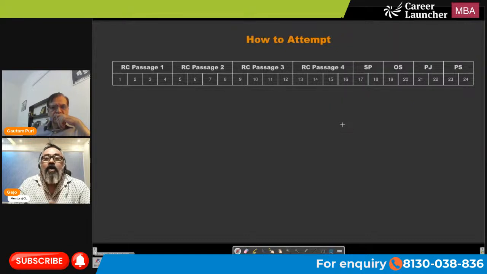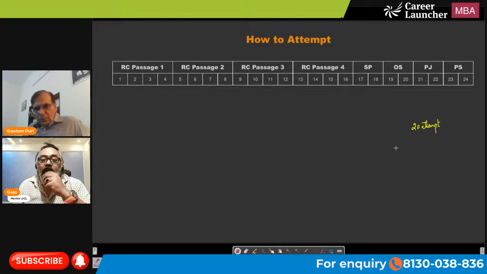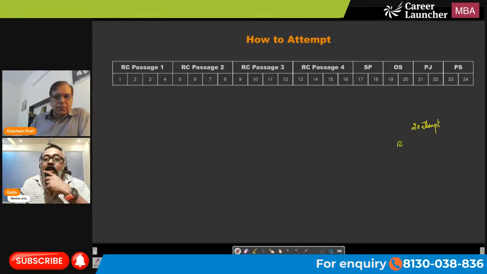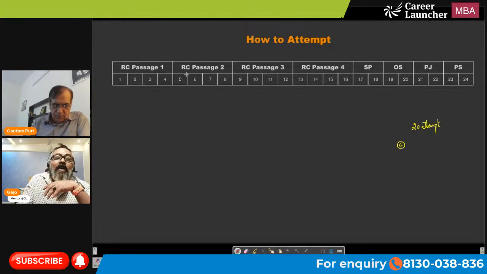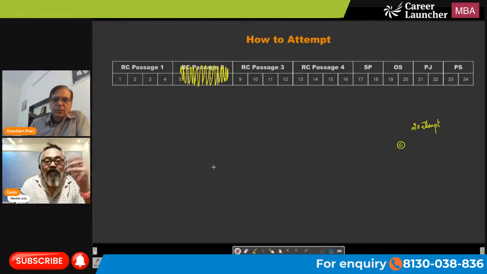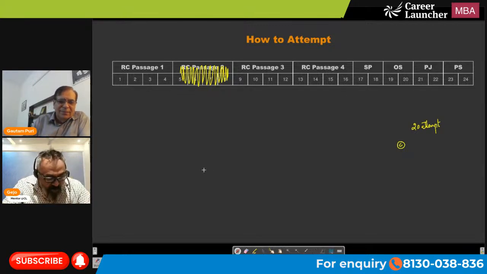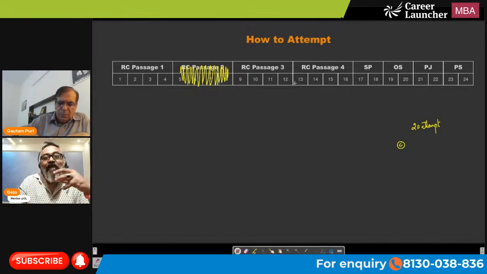Let me give you one perspective on attempts. For example, let's look at 20 attempts. There are two choices in terms of me attempting 20 questions. Choice number one is to sit and decide that I will not solve one complete RC passage. I think this is what many people do. They go through the 4 RC passages, then they look at it: okay, passage number 2 topic is philosophy, I won't be able to do it, passage number 1 is fine, then I will solve this.